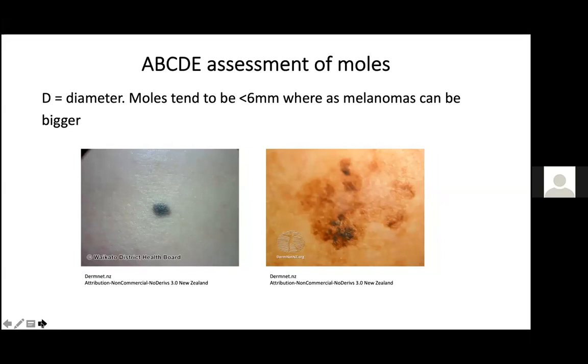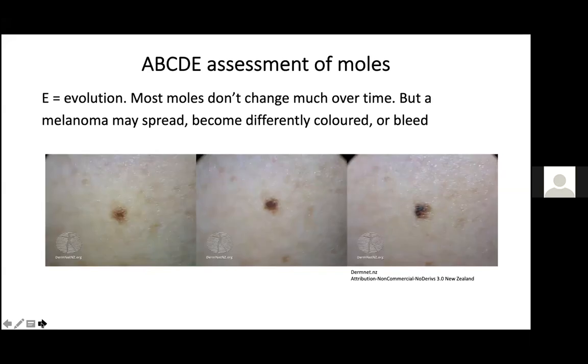You can see that's really quite large. It's spreading outwards. And again, that's not got good borders. That's not got a uniform colour. So that's a more worrying image. So D is for diameter. And E is for evolution.